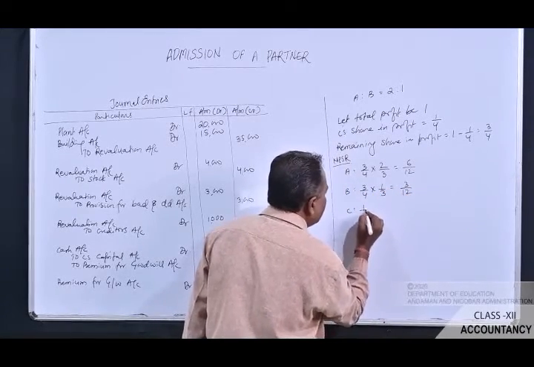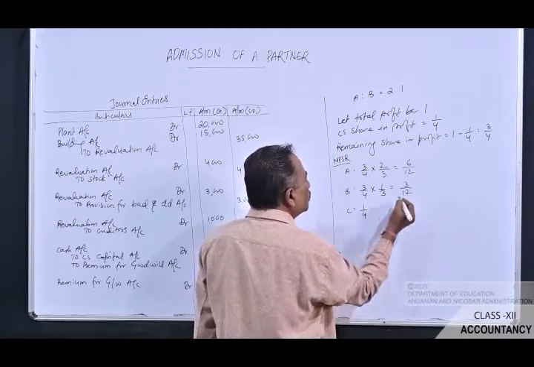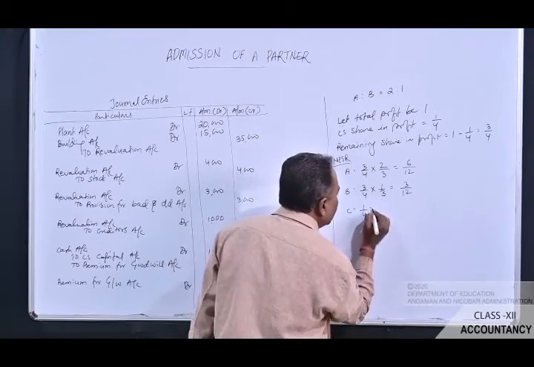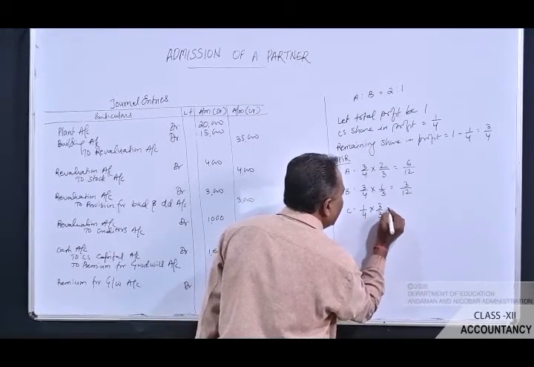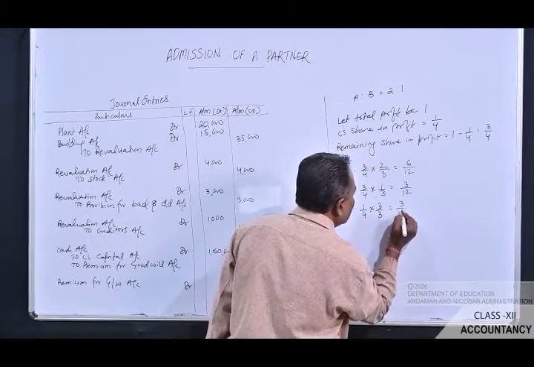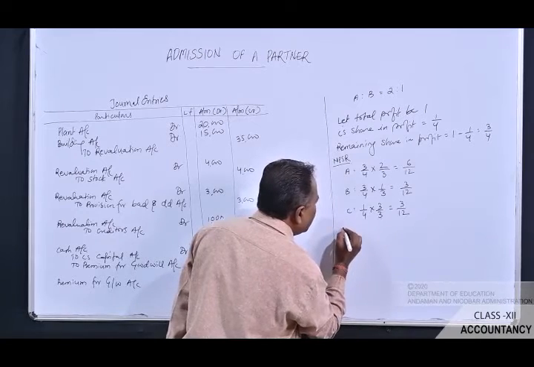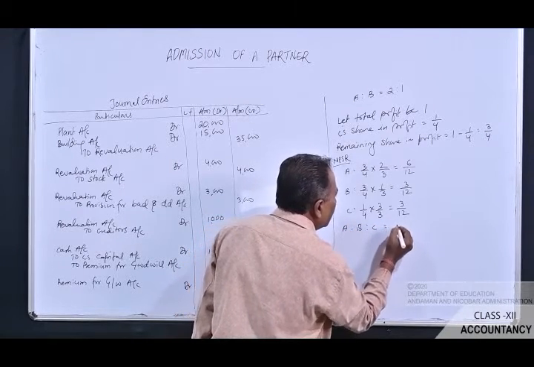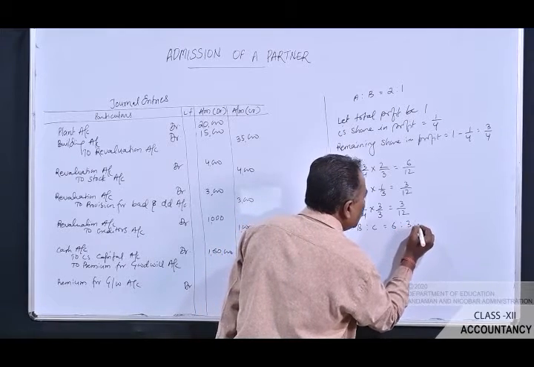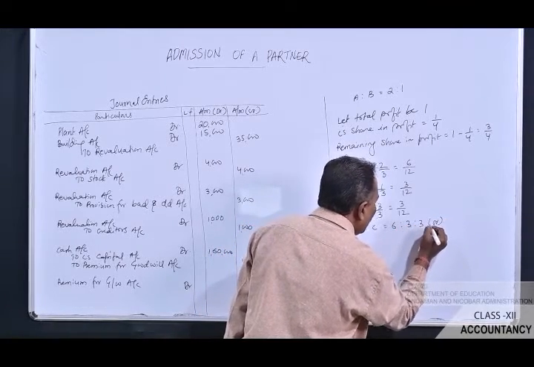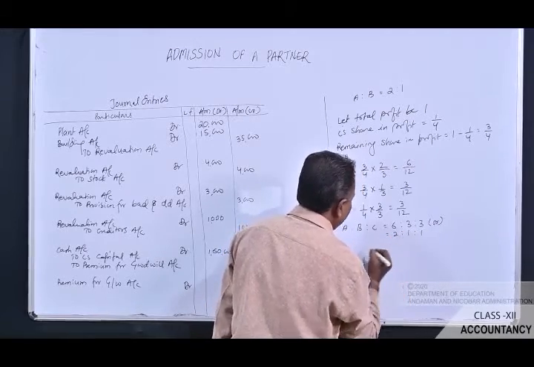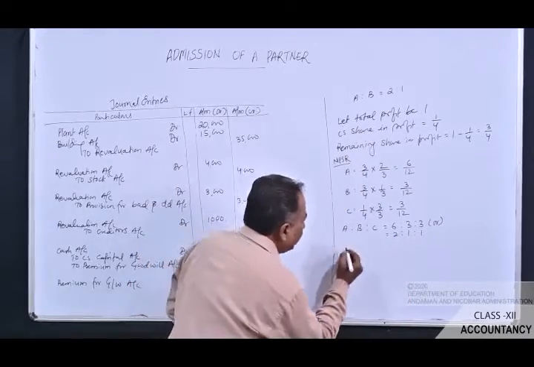And as you know that C got 1/4, so in order to bring the denominator equal as 12, you have to multiply it with 3/3, so 3/12. So the new profit sharing ratio of A, B and C is 6:3:3, or it will be 2:1:1. Now let's calculate the sacrificing ratio.